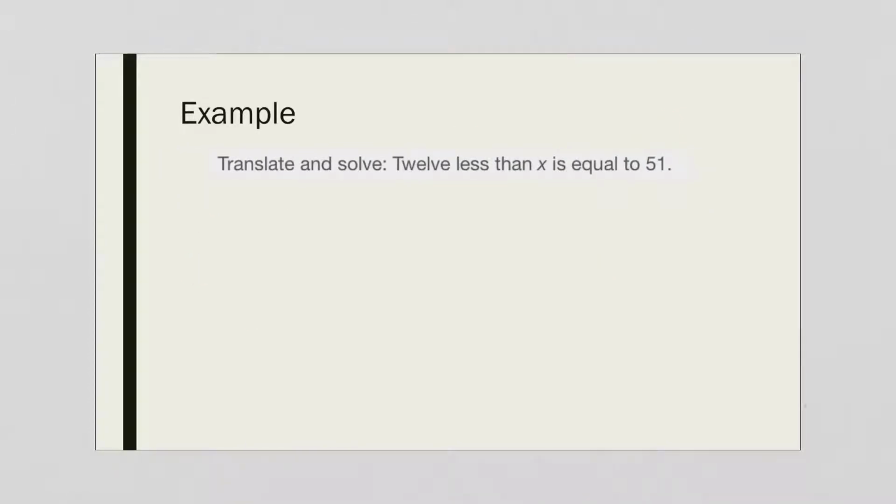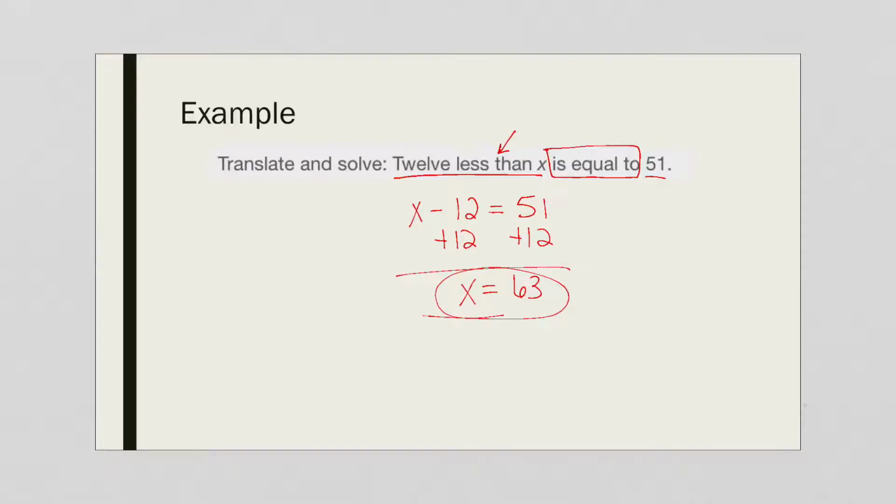All right, we're going to translate and solve again. 12 less than x is equal to 51. All right, remember, whenever we see these words, less than, you've got to reverse the order. So 12 less than x looks like this. There we go. Now we're going to solve it. Add 12 to both sides. X is equal to 63. And again, these are problems you can check if you want to. You would take that 63 and put it back into the original problem.